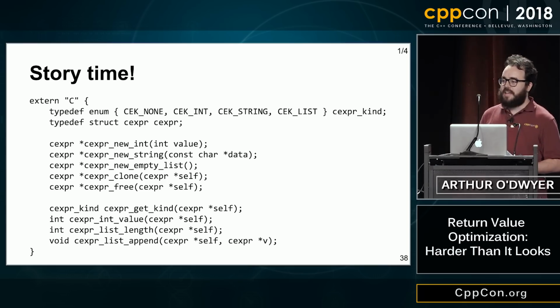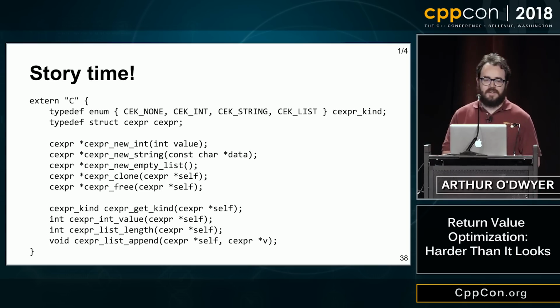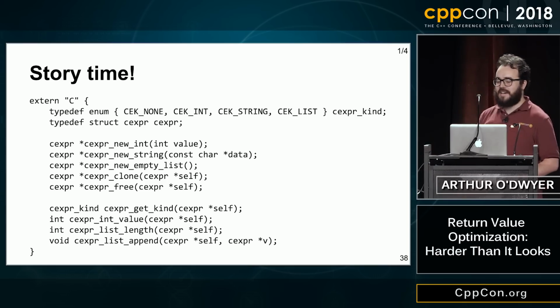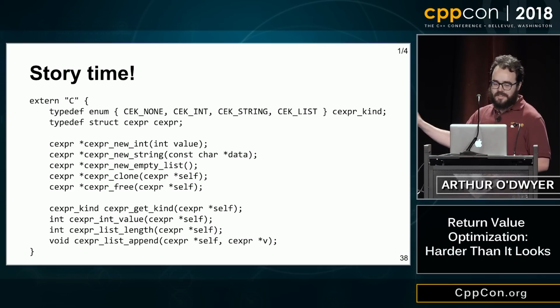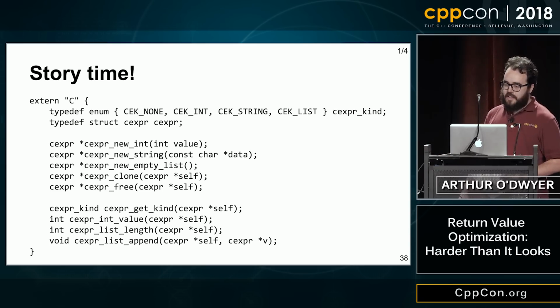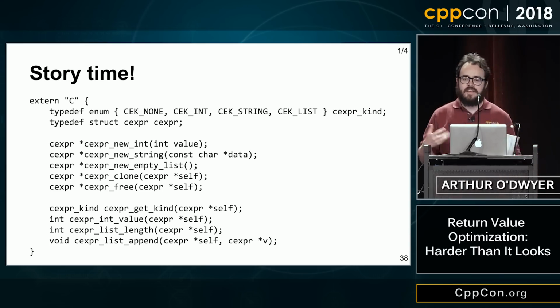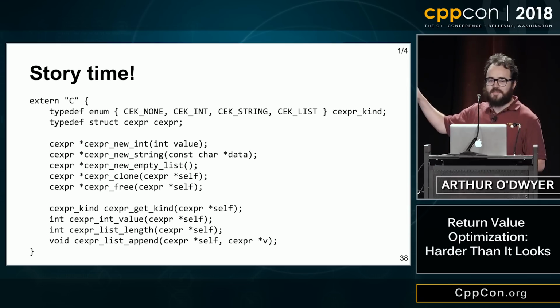Here we have a C API. This is an API from way back, a legacy API. It's all written in C. It's all pointers and whatnot. And we have this sort of expression node thing called a cexpr. And we have a bunch of functions that manipulate it. And then someone gets the nice idea to take the, and you all have seen code like this, right?